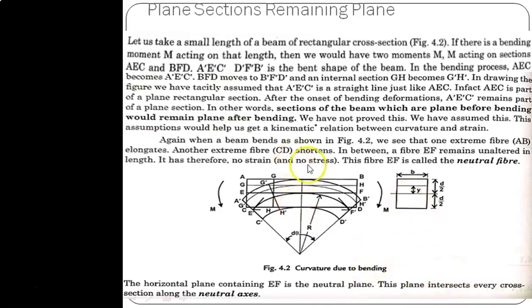So let us take a cross section of the beam, with breadth B and depth D, in which all the sections cross this neutral fiber, and therefore it has a neutral axis.